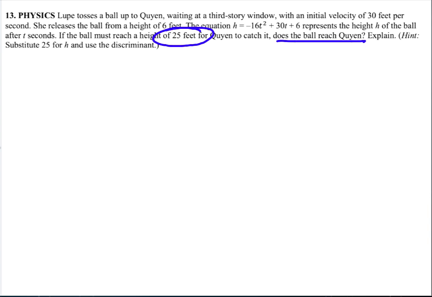If the ball must reach a height of 25 feet for her to catch it, will the ball reach? Okay? So what we want to know is, am I going to get any real solutions? So I don't need to know the actual solutions. I just want to know, am I going to get any actual solutions for it? So I can use my discriminant. So I'm going to plug in 25 for my height.